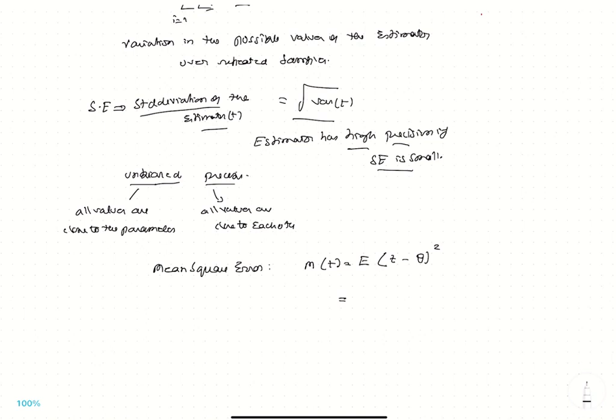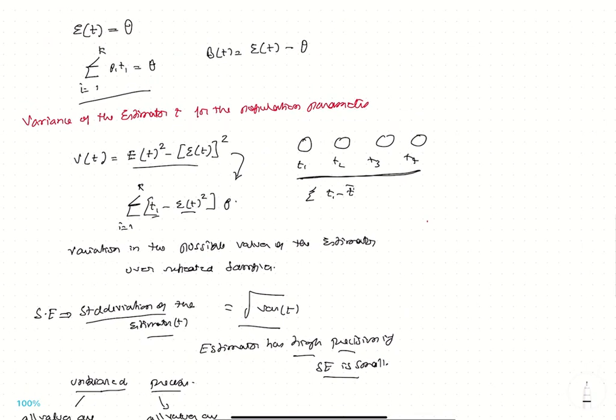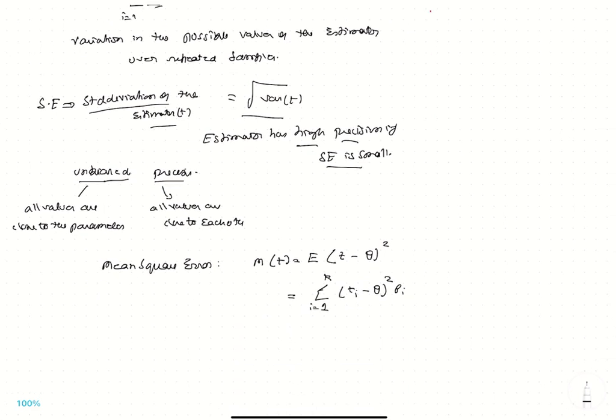That simplifies to the sum over i equal to 1 up to k samples of (ti minus theta) squared times pi. What's the expected value of t? The expected value of t comes out from here, which is the sum of pi ti. This is the expected value of t, and when we put the expected value of t minus theta squared, it will simplify to this equation.